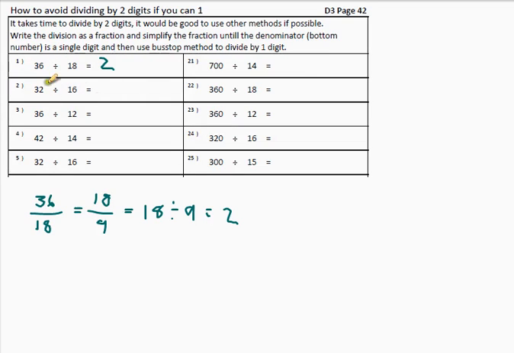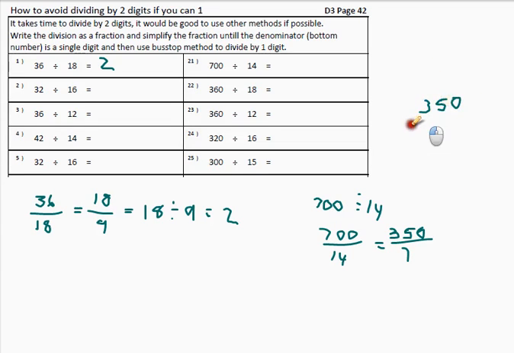Now for those who still need help, let's look at this one. 32 divided by 16. Now this one, I'd rather do with you. 700 divided by 14. So let's write it like this. 700 over 14. Can you see they're both even numbers? So we can just half both of them. What's half of 700? 350. What's half of 14? 7. Now we've got 350 divided by 7.